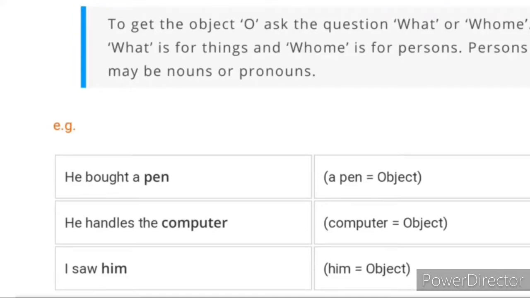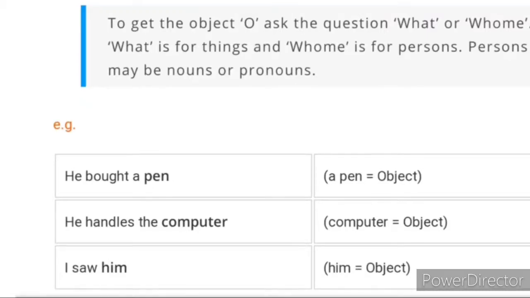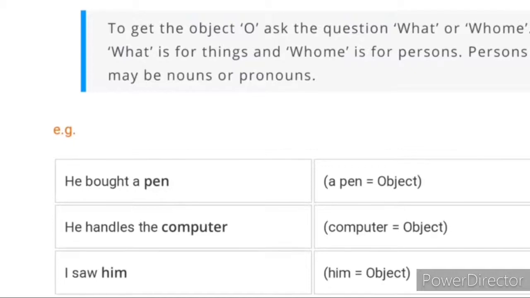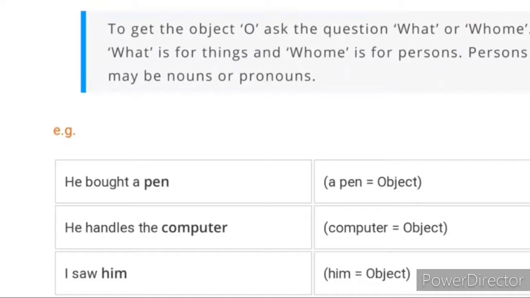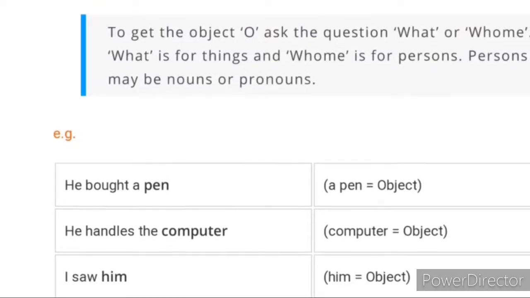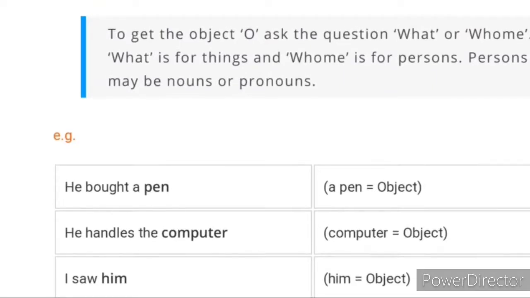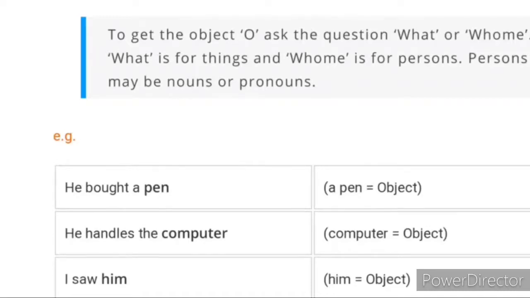Some more examples I would like to give. My father presented me a watch. My father is the subject, presented is the verb. What did your father present? A watch. That answers the question what. If it answers the question what, that is DO. To whom did your father present the watch? Me. So that me is the IO. Okay children, did you understand what I am telling?